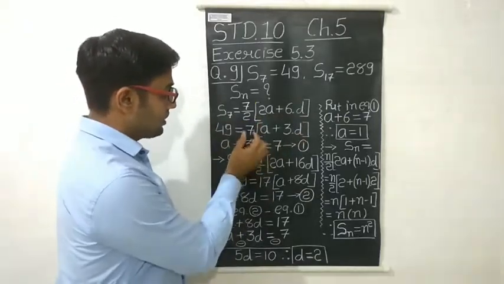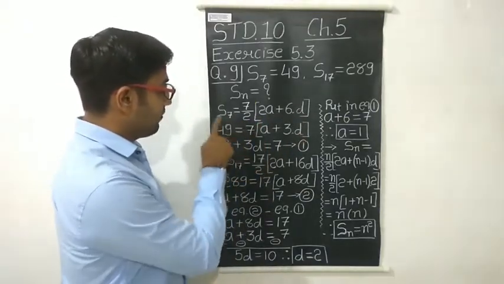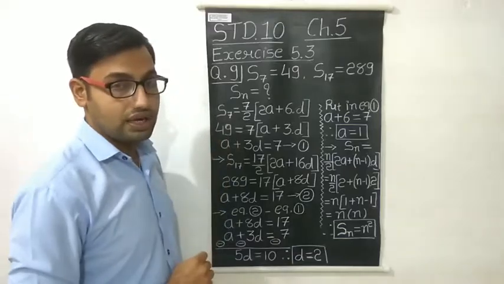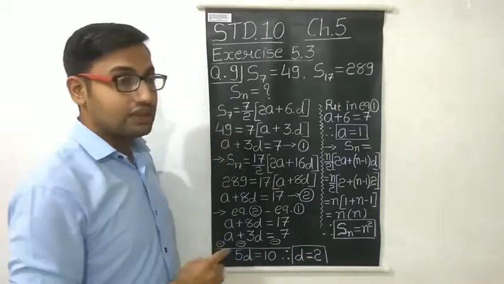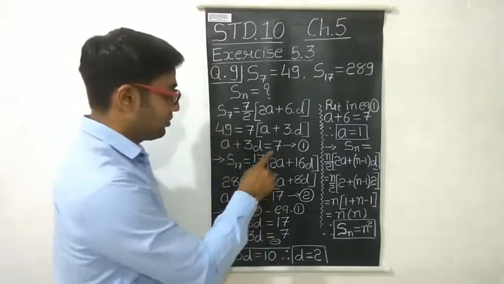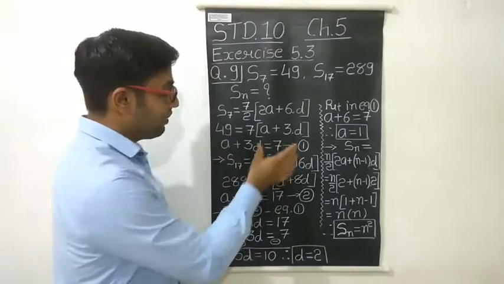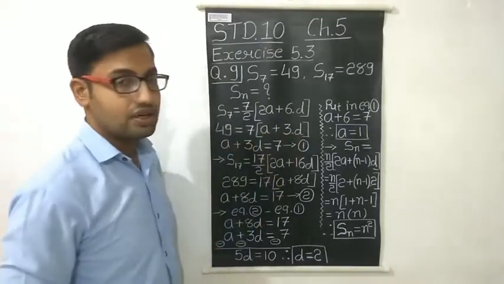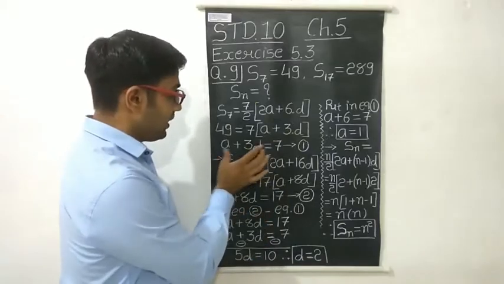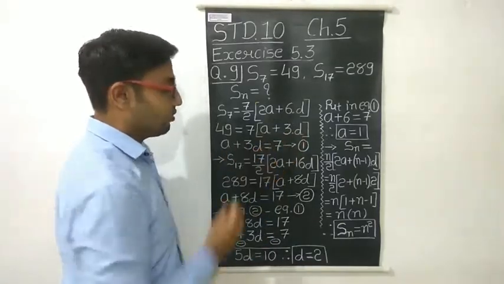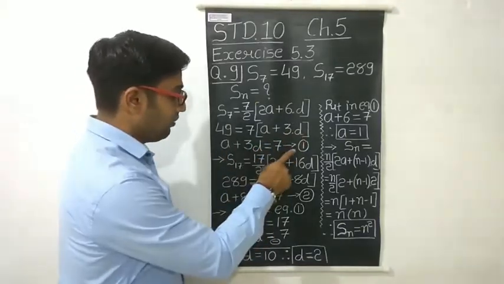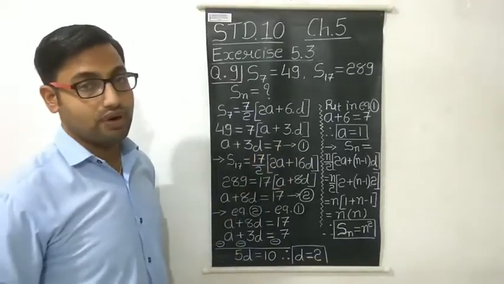Now take this 7 to the left hand side, it will divide the 49. So 49 by 7 equals 7. So here we get 7, and what will remain here is a plus 3d. So we get a plus 3d equals 7, and it will become our equation number 1.